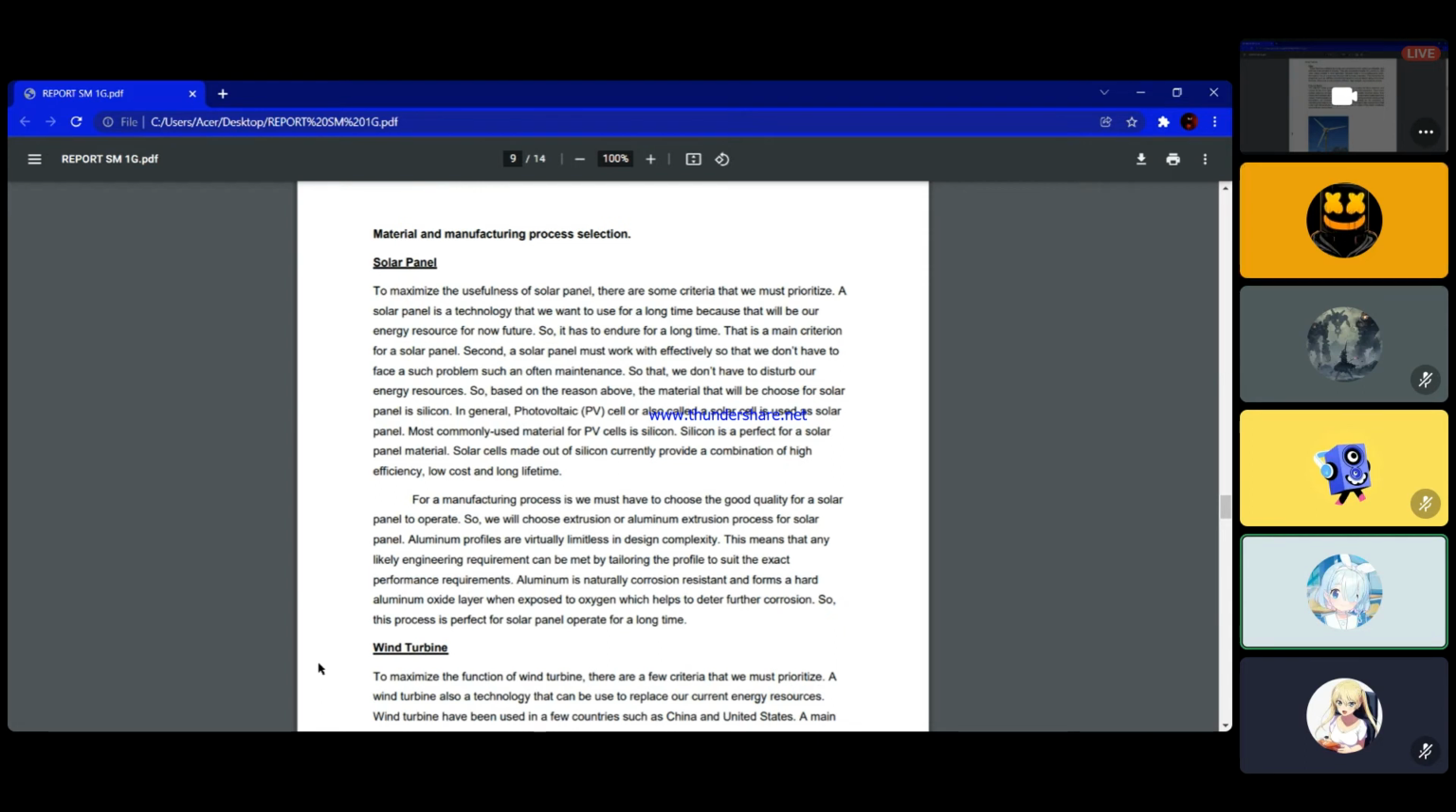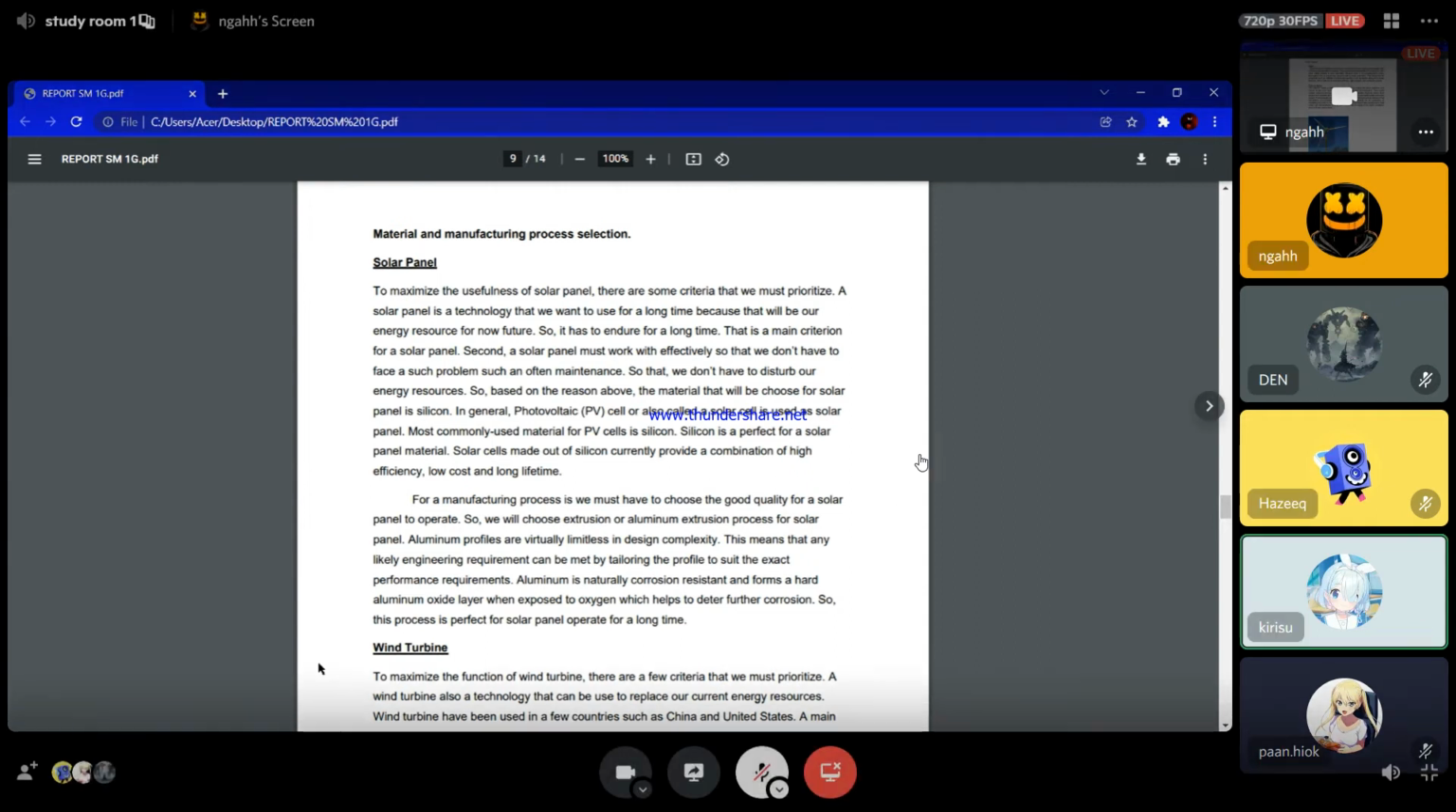Second, a solar panel must work effectively so that we don't have to face problems such as frequent maintenance, so that we don't have to disturb our energy resource. So based on the reason above, the material that will be chosen for the solar panel is silicon.